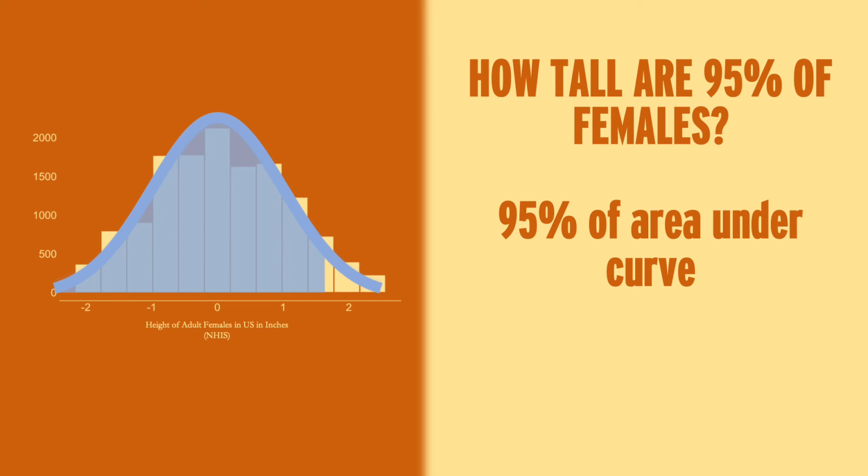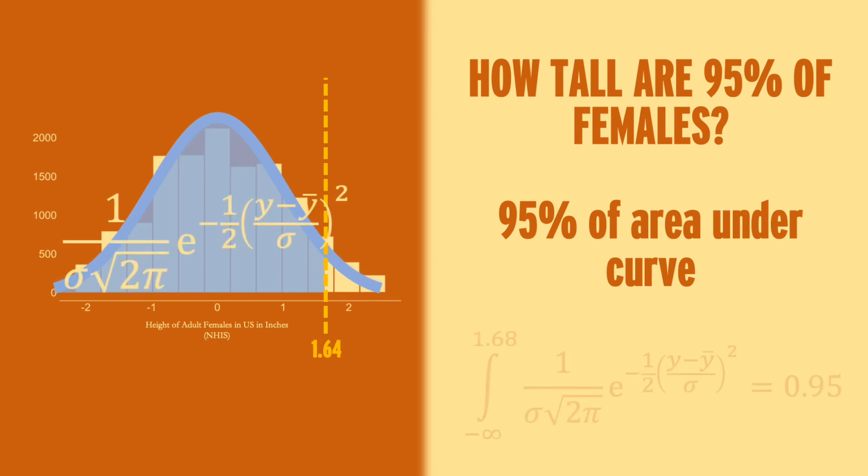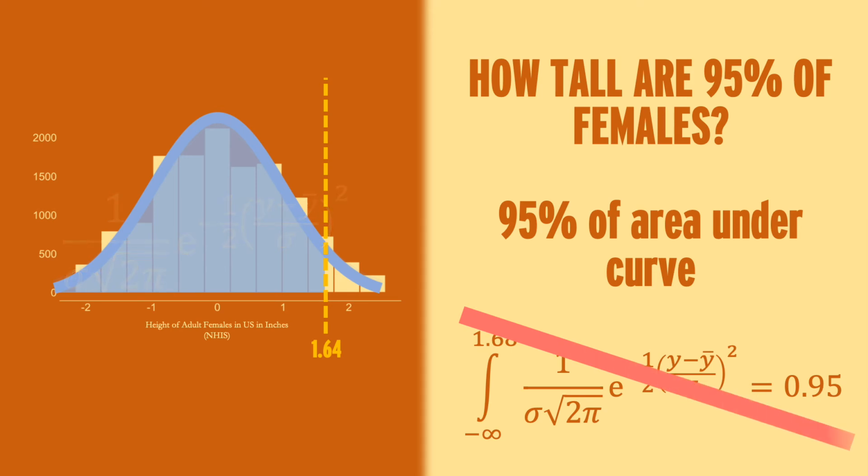This is called the probability distribution function. It turns out that 1.64 standard deviations above the mean gives us 95% of the area under the curve. That means that the integral from negative infinity to positive 1.64 equals 0.95. But fortunately for you, we won't be solving integrals. Another way that we can say that 1.64 is the answer that we want is to say that it's the z-score that covers 95% of the distribution.